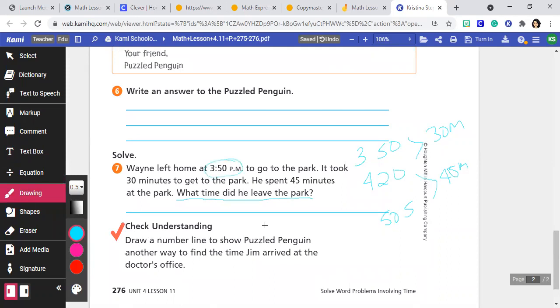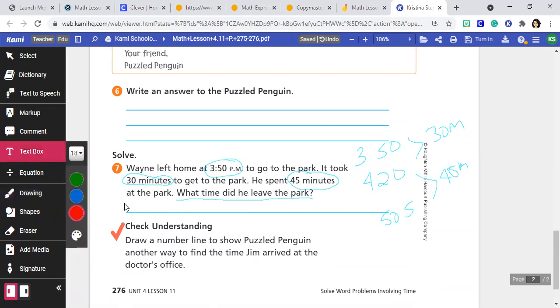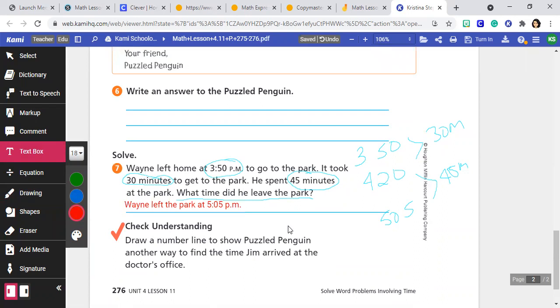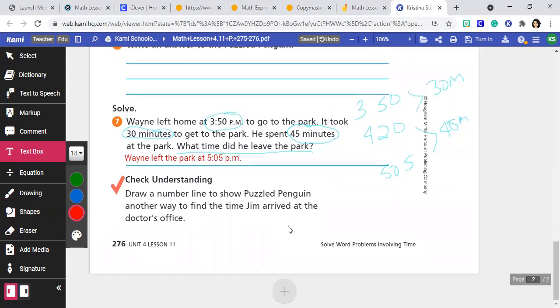Oops, I forgot to annotate. If you forget to annotate and you're my student, go back and do that. I think from doing it this way that he left the park at 5:05 p.m. Is that what you got? Does your answer match mine?